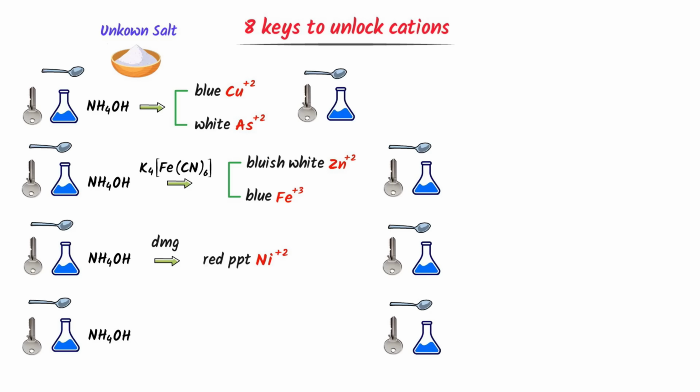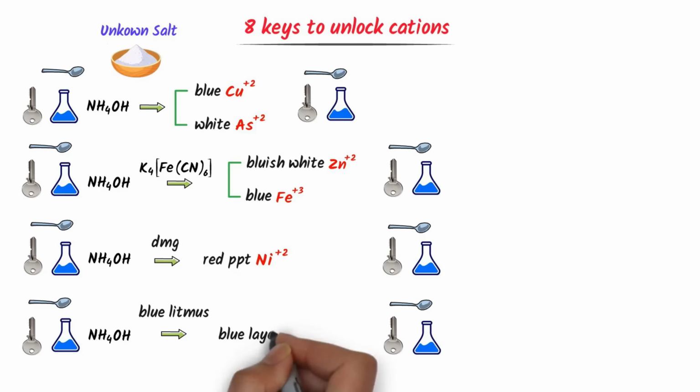In the fourth key, I add sodium hydroxide plus a few drops of blue litmus solution. I get one possible answer as a blue layer. This blue layer indicates the presence of aluminium ion.